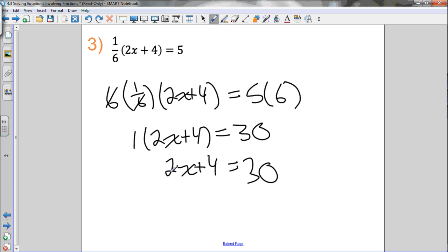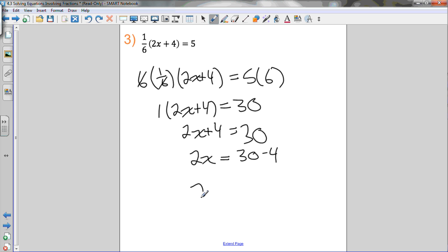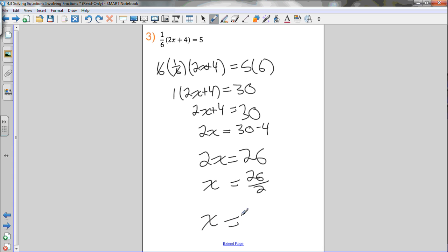Isolate the term that has the variable, so isolate the 2x by moving the plus 4 to the other side. It becomes minus 4 on the other side. So I get 2x equals 26. Now I have 2 times x equals 26. Isolate the x by doing the opposite of multiplying by 2, and that is dividing by 2. And that tells me that x equals 13.